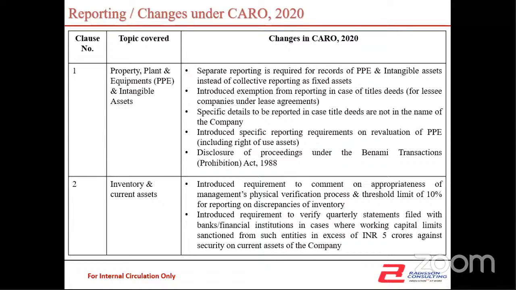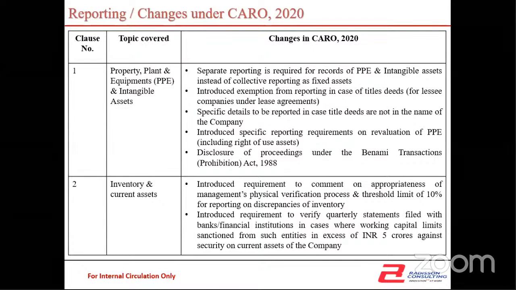The loan should be availed from a bank or financial institution. So if a loan has been availed from a proprietorship entity, private company, or partnership firm, loans taken from such entities are not required to be reported here. The next part is in cases where working capital limits are sanctioned. So only working capital loans.